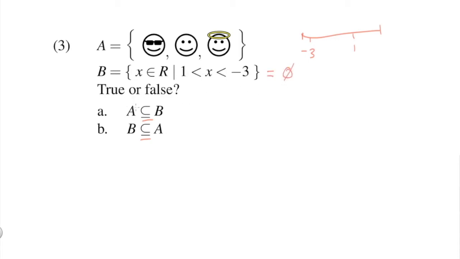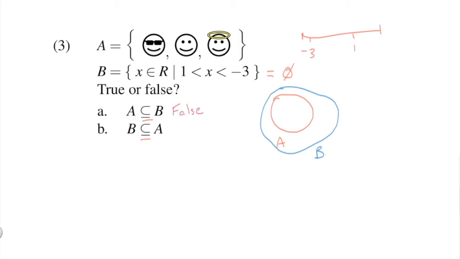Okay, so true or false, is A a subset of B? Let's think about the definition of subset. So we've got set A. If A was a subset of B, it would mean that A was wholly contained within B, like so. It would mean all of these three faces, which are in A, they also need to be in B. So we know that that can't possibly be true because B is empty. B has no members in it. So this has to be false.